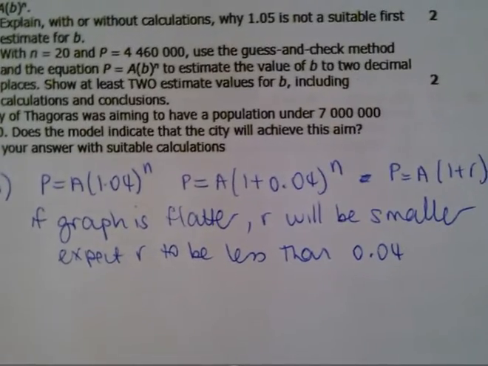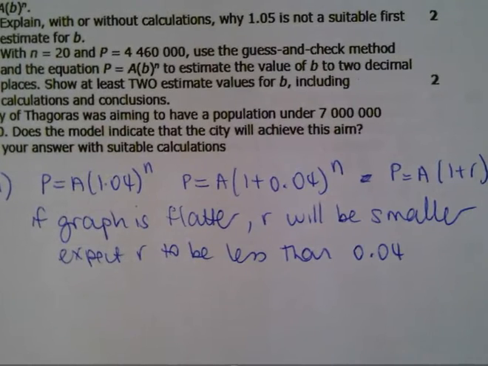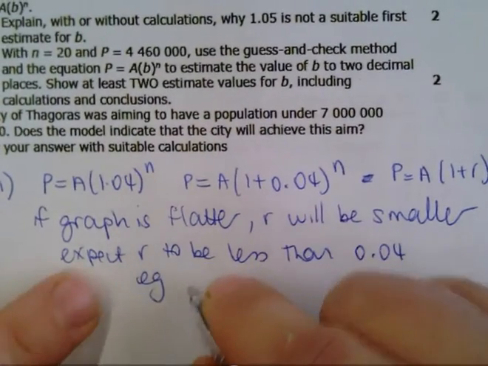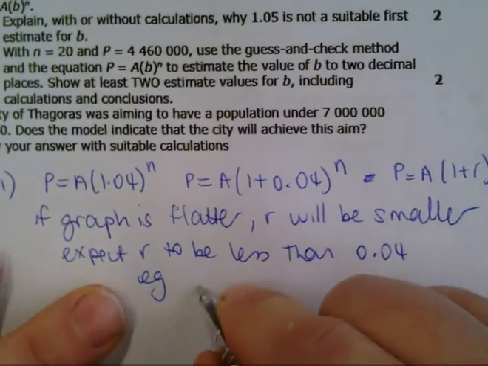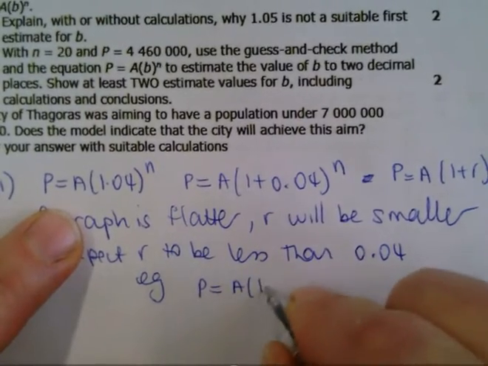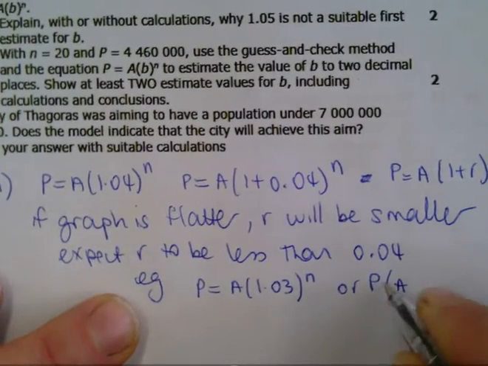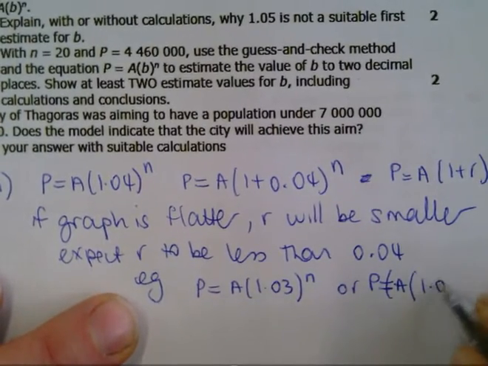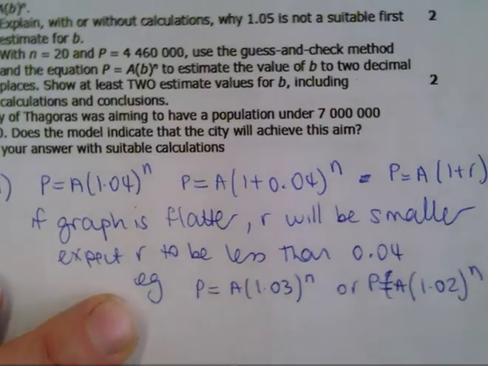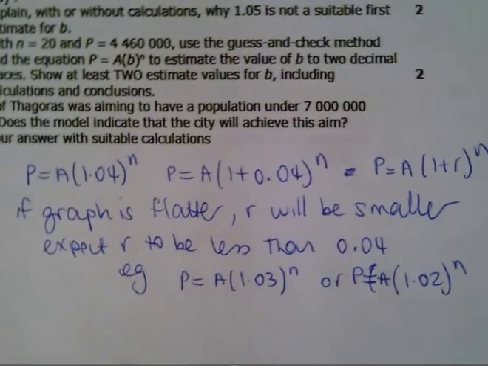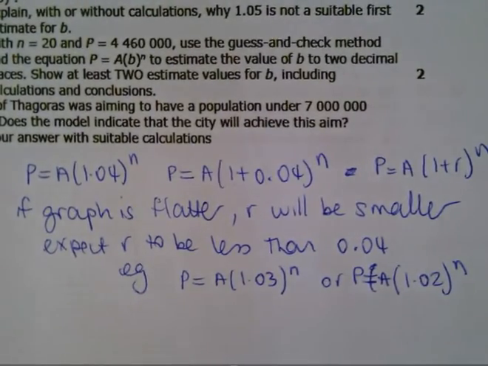Remember we were looking at curves yesterday, and as the value of the B, the number in the bracket, got bigger, the curve got steeper. So an example might be something like 1.03 to the N, or P equals A times 1.02 to the n. You would expect something like that, not bigger than 1.04, all right?